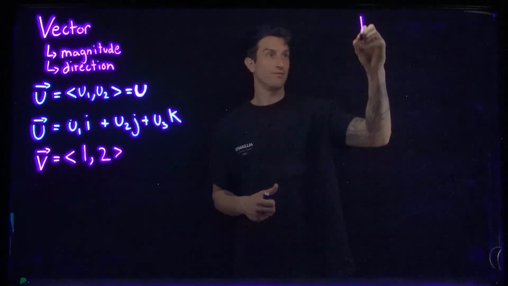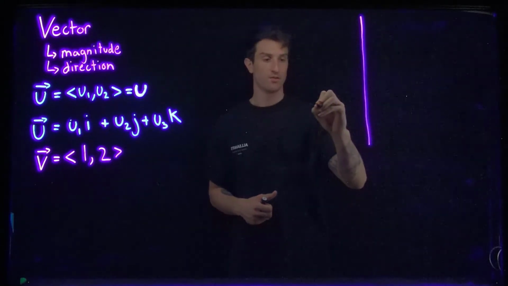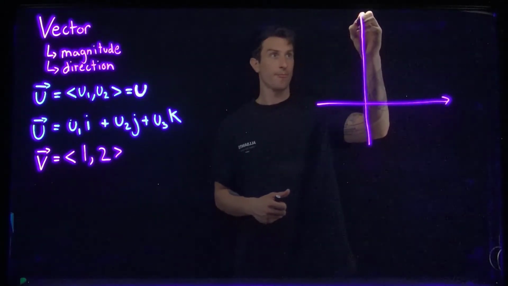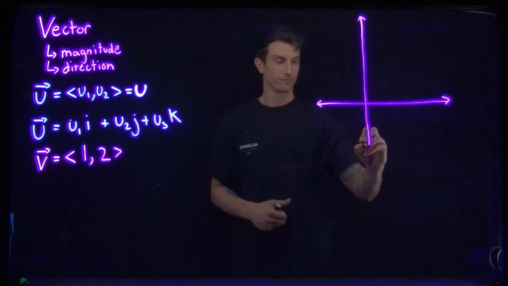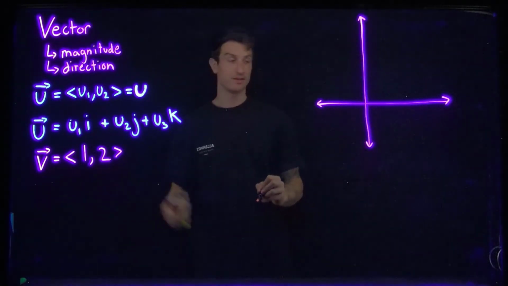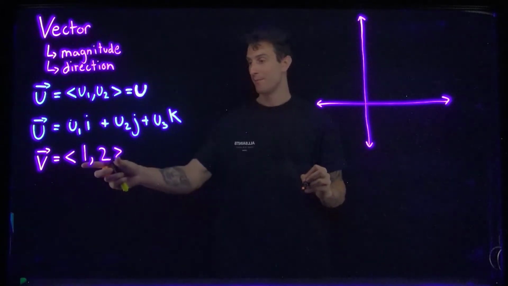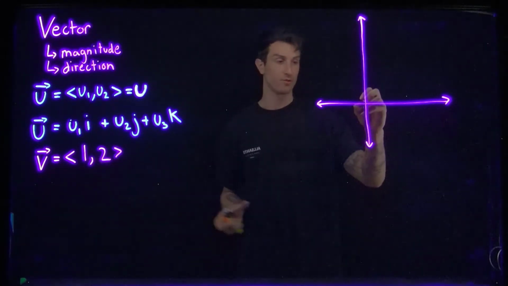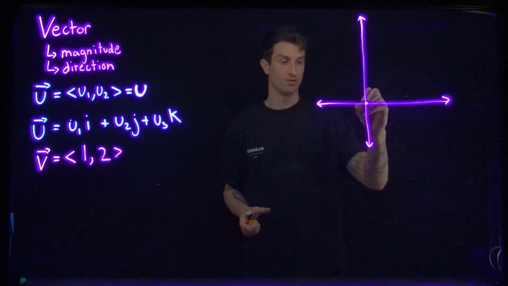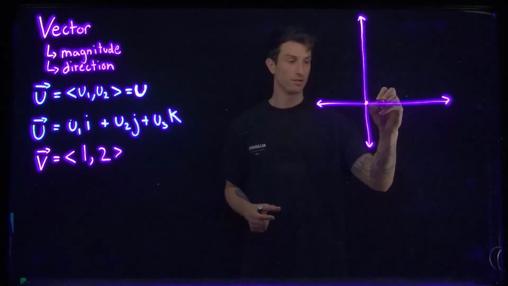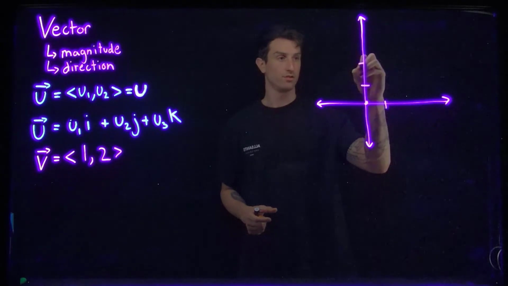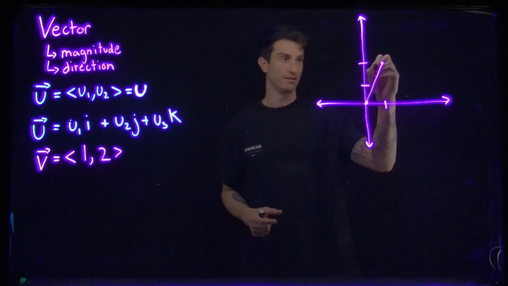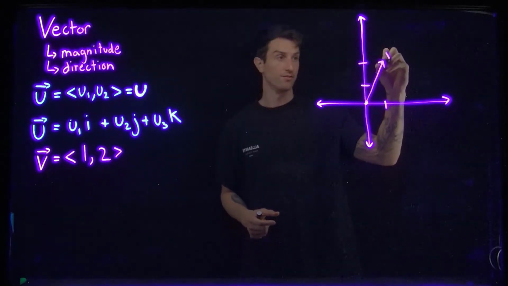So I'll draw a graph here. Now for a vector, it does have a starting point and ending point, but we don't really care about the starting and ending point. So I'm just going to draw it from the origin, and I'll explain why in a second. So let's say we go over 1 and up 2, and we draw a line, and we're going to call this V.